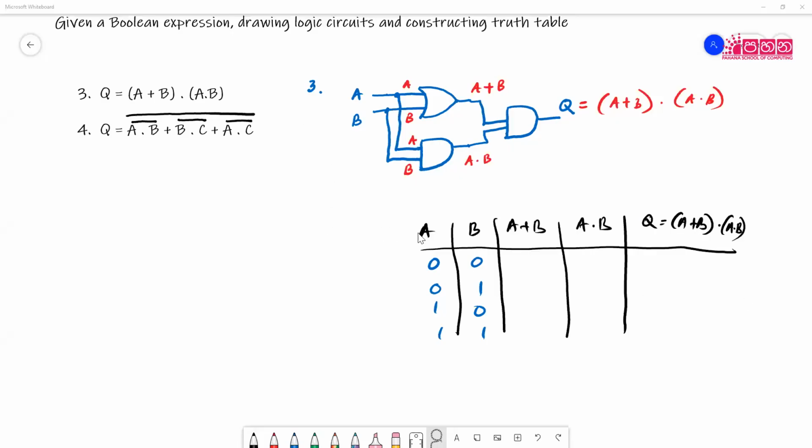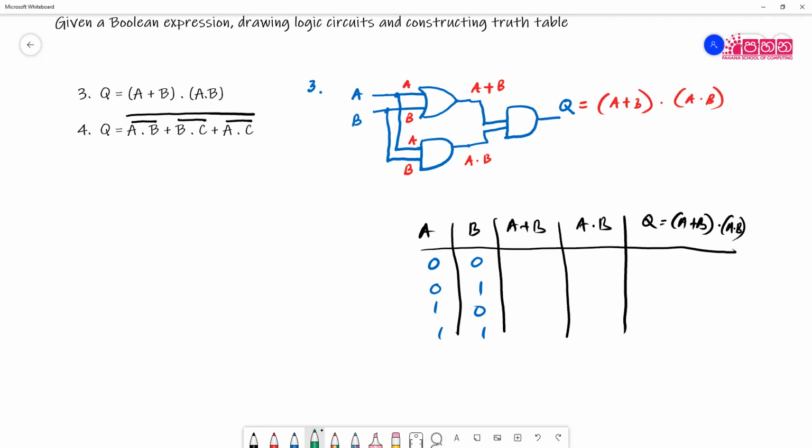For the third one, to draw the truth table, we have A and B, two inputs. So we'll have 0 0, 0 1, 1 0, 1 1. We have four states. Then we need to get this expression, so I'm going to separate out A plus B and A dot B. And finally, I'm going to multiply the values of these two columns.